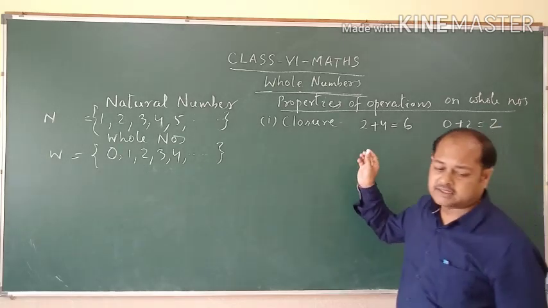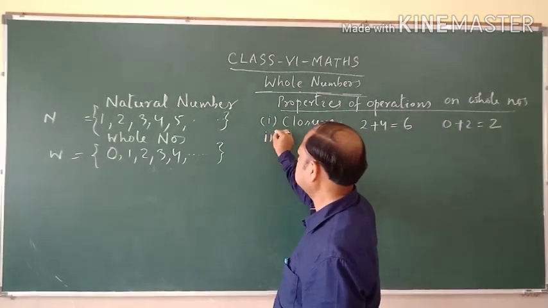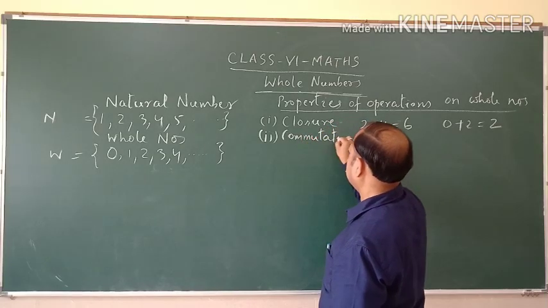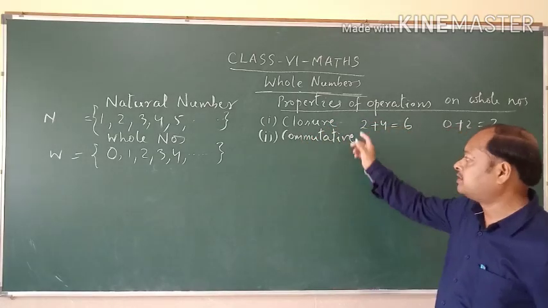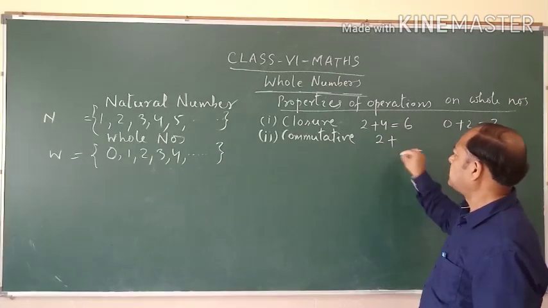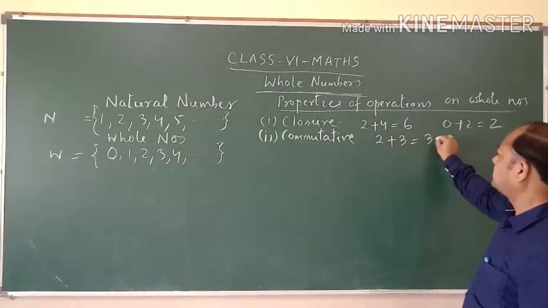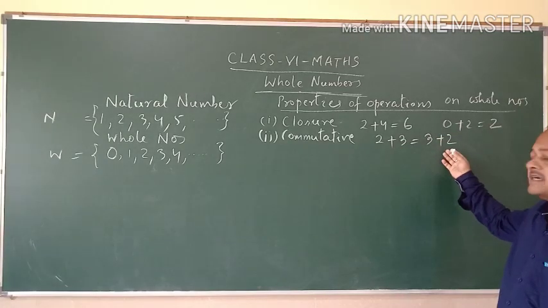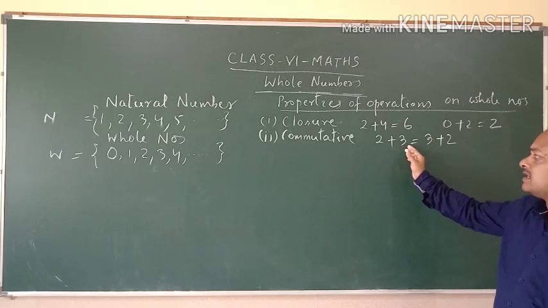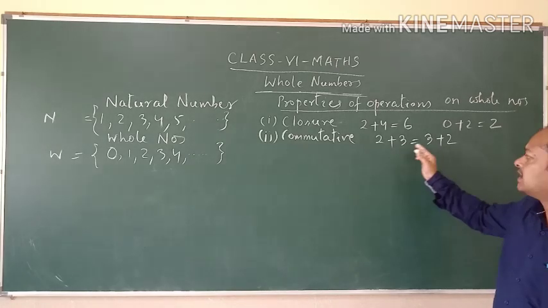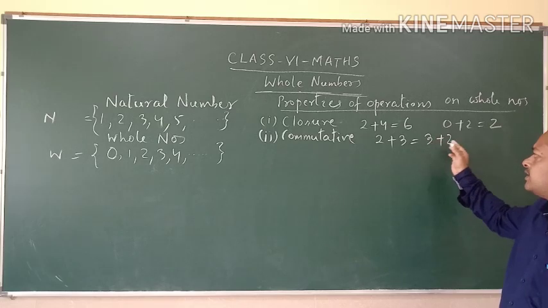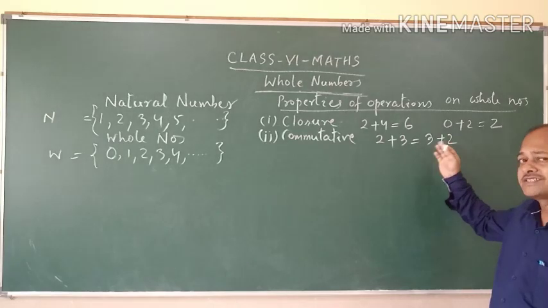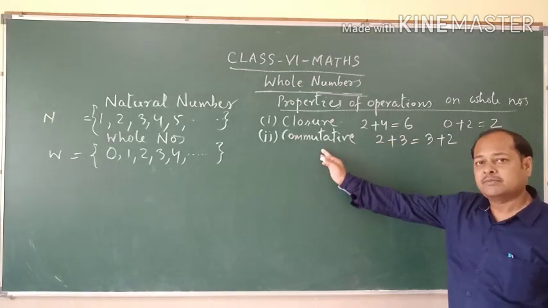The next property is the commutative property. What do we mean by the commutative property? Suppose 2 plus 3 equal to 3 plus 2. We see that the left hand side result and the right hand side result are the same. Here 2 and 3 are both whole numbers, and 3 plus 2 gives the same result. So 2 plus 3 equal to 3 plus 2 holds true. This is called the commutative property.